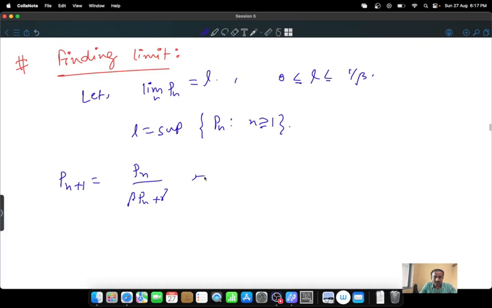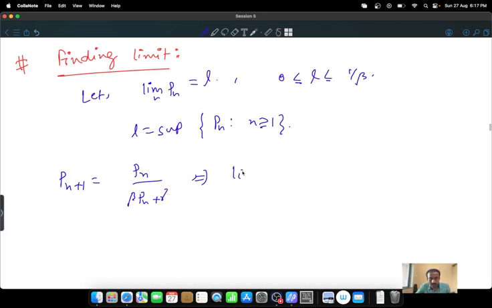So if that is the case, if you take the limit on both sides, because this is a sequence of real numbers, that is also a sequence of real numbers, and you have seen the properties of convergent sequences: the sum of two convergent sequences converges, and the ratio of two convergent sequences, where the denominator's limit is not 0, converges to A by B. You have seen all these things.